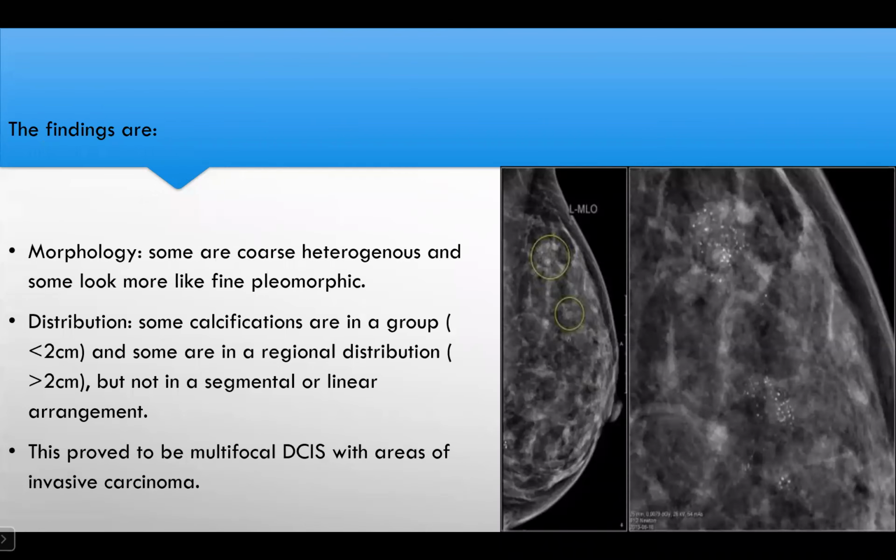Here we see a mammogram showing coarse heterogeneous calcifications and some that look more like fine pleomorphic calcifications. Some are arranged in a group less than 2 cm and others are arranged in a regional distribution more than 2 cm. This proved to be multifocal ductal carcinoma in situ with areas of invasive carcinoma.